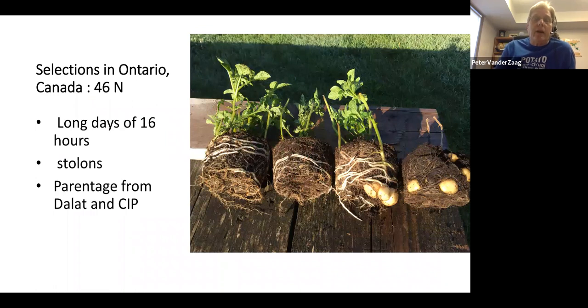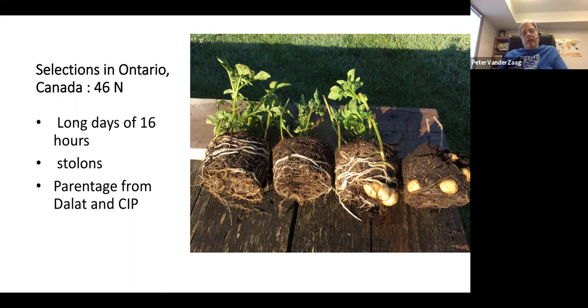And here in Ontario, where I live now, it's 46 degrees north latitude. So in the summertime, we have a day length of 16 hours. And this is just a picture of 4 plants from true seed of one cross that are growing in pots here in Ontario. And you'll see a very interesting contrast. You have 3 plants with very long stolons, although one plant has produced tubers. The 4th plant, on the far right, has very short stolons and has tuberized.